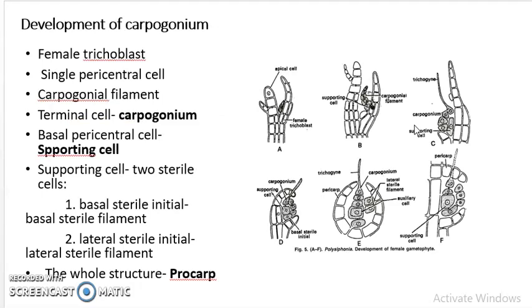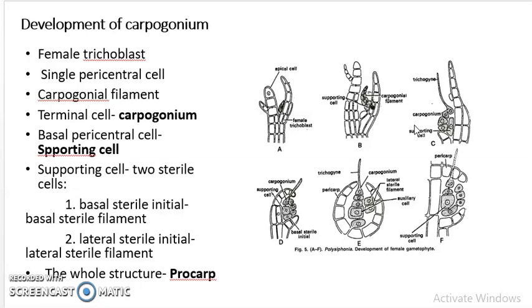So what happens during female development? The female trichoblast starts with only a single central siphon, but as soon as it becomes fertile, it cuts off pericentral cells. From the lower end of the trichoblast, an ensheathing layer of pericentral cells is formed, and one of the pericentral cells of the middle tier functions as a supporting cell. This supporting cell is very important.